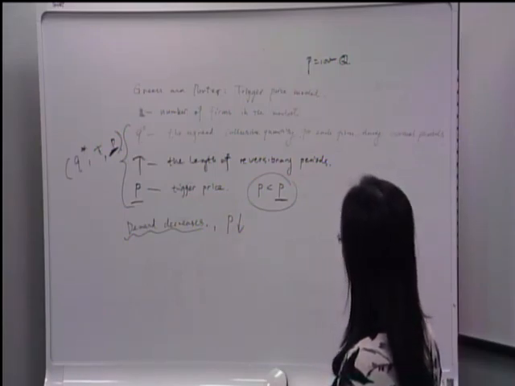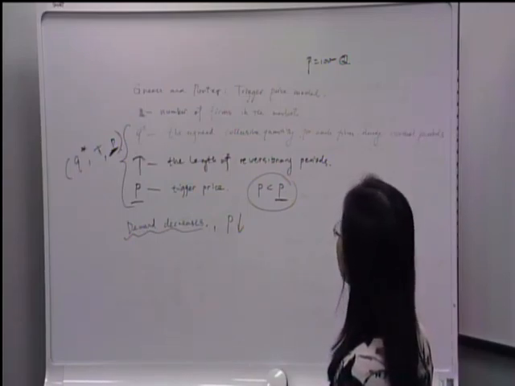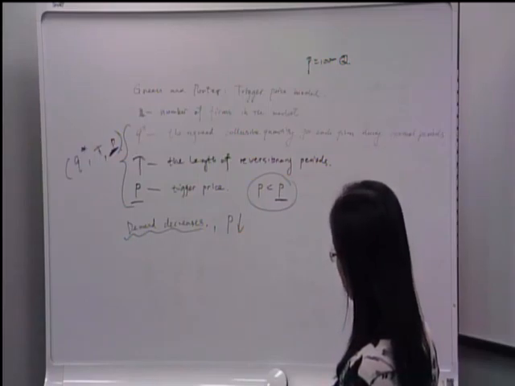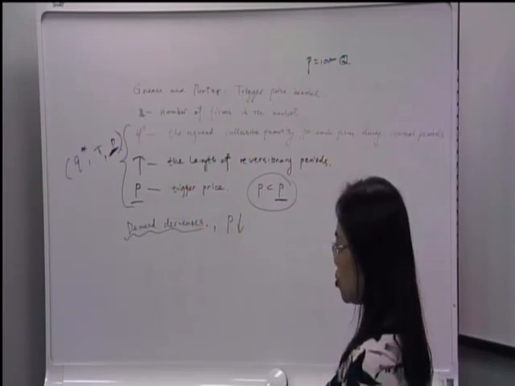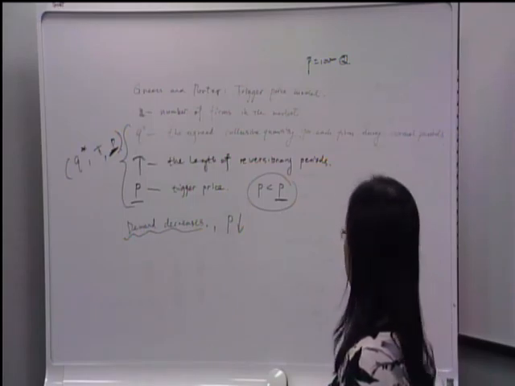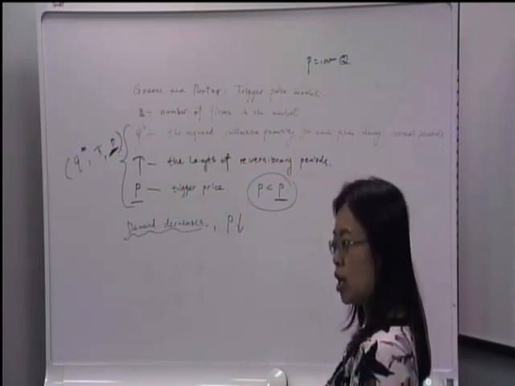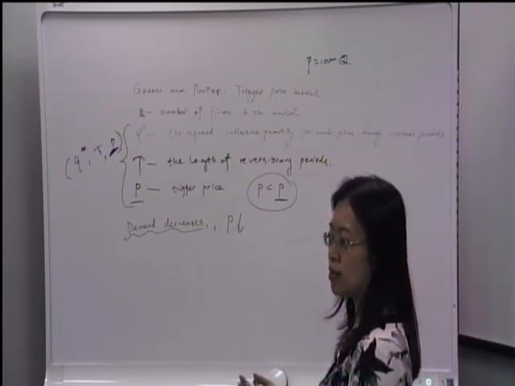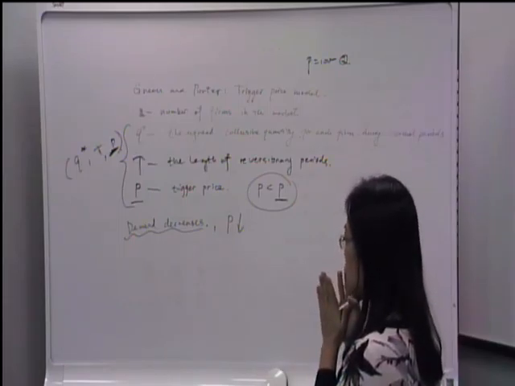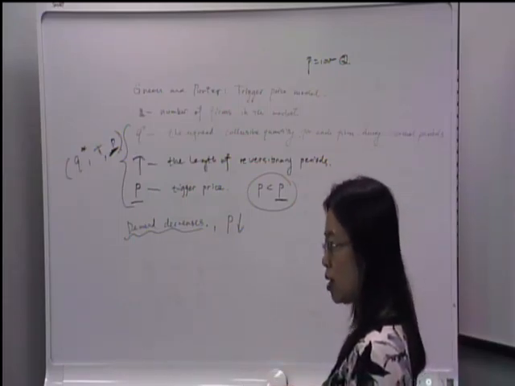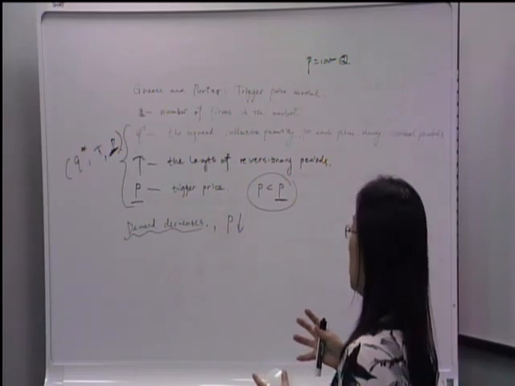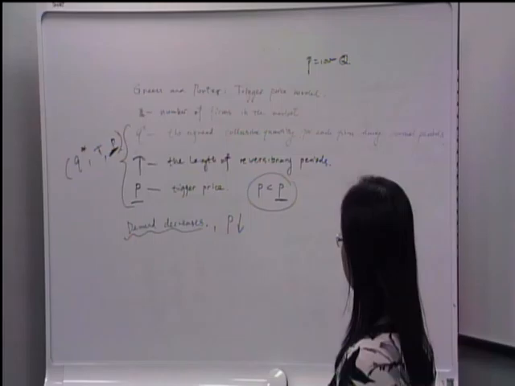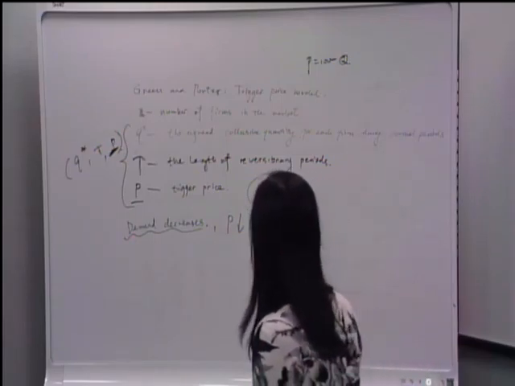So next we want to discuss a little bit about the relationship among Q-star, T, and the trigger price, because they're going to work together. If you increase one of the variable values, you probably do not need to increase the other two. You probably need to decrease the other two, or one of them. So there is a relationship among these three. That's the next thing I want to discuss.